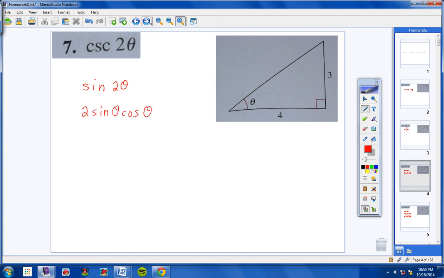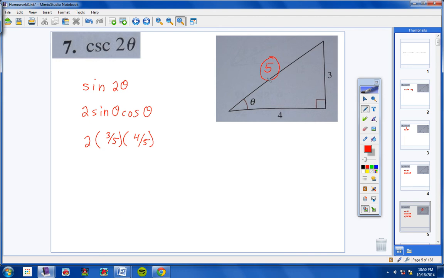Now next, I'm going to make my substitution here. If you look at your trig identity sheets, you will see that the sine of 2 theta is the same thing as 2 sine theta cosine theta. Okay? Now next, I'm going to find this missing side over here, which is 5, by using Pythagorean's theorem.